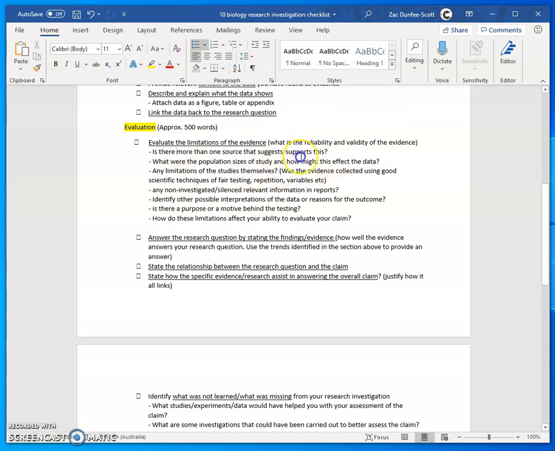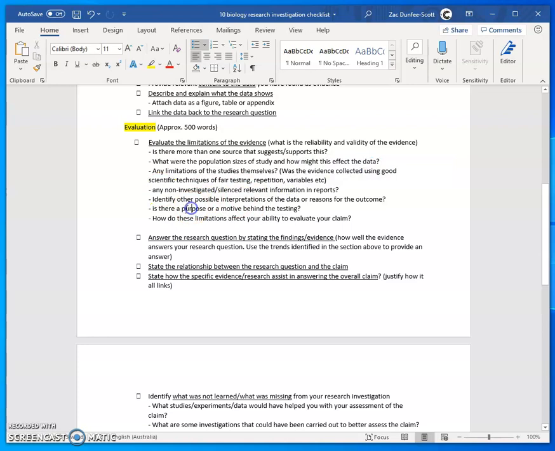Were there more than one sources? What were the population sizes like? Are there any limitations to these studies? Did they use fair testing and correct use of variables, etc.? So is the data valid that way? Was there a purpose, a motive behind the testing, or is anything not there or silenced for any reason?